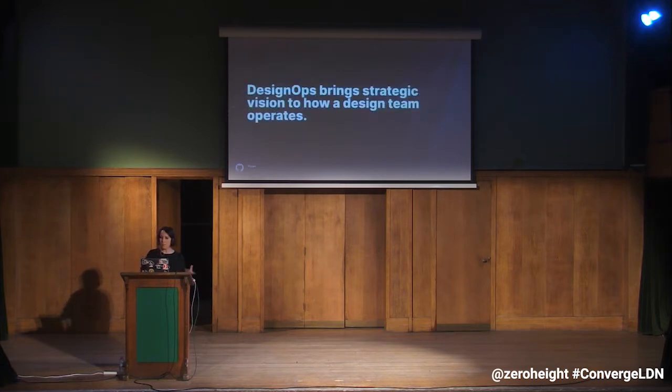So DesignOps brings a strategic vision to that list of things so that you identify what you want to do and then you design and implement solutions that get you there. It brings strategy and implementation together instead of just implementing operational improvements without that bigger vision and the bigger goals. It's important to identify what's going to be the most impactful thing for the team now and also in the future.